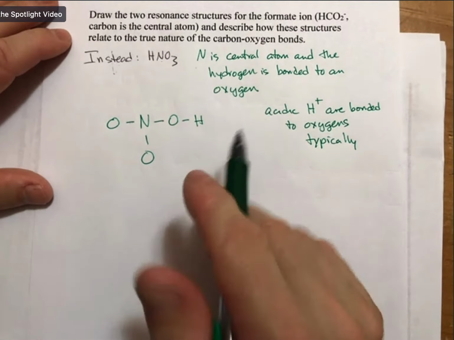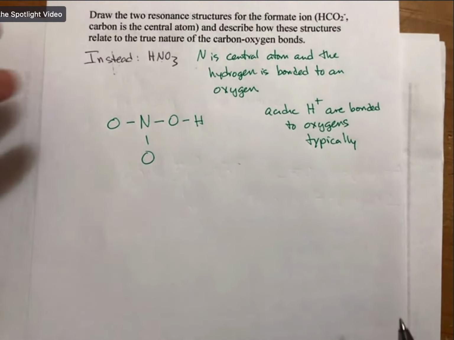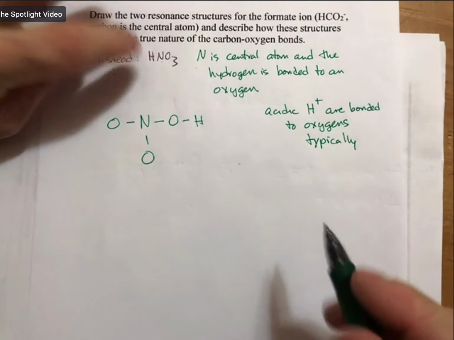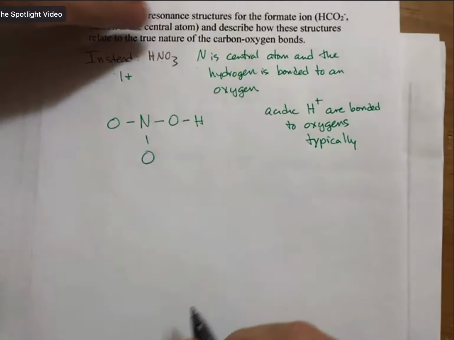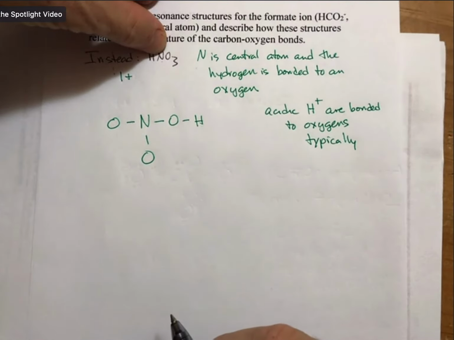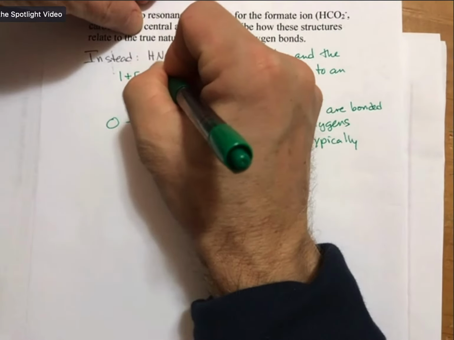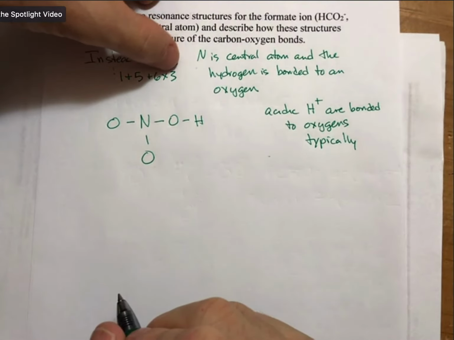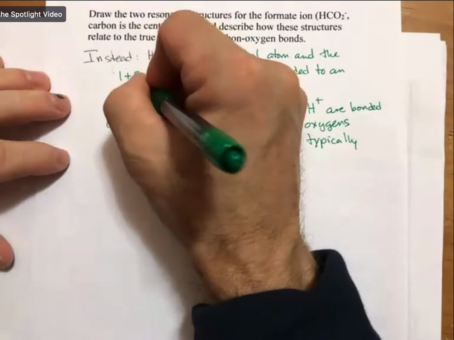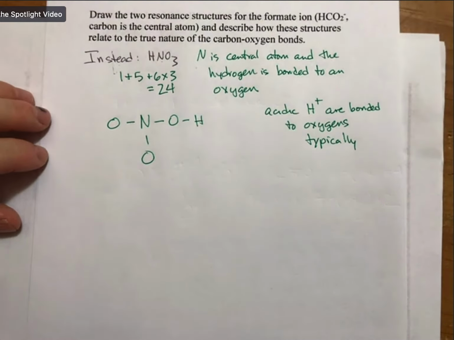Okay. Well, once you know your basic shape, oh, I forgot to add up my valence electrons. Let me do that. Hydrogen has 1. Nitrogen is in group 15. It has 5. Each oxygen has 6, and there are 3 oxygens. I end up with 24.